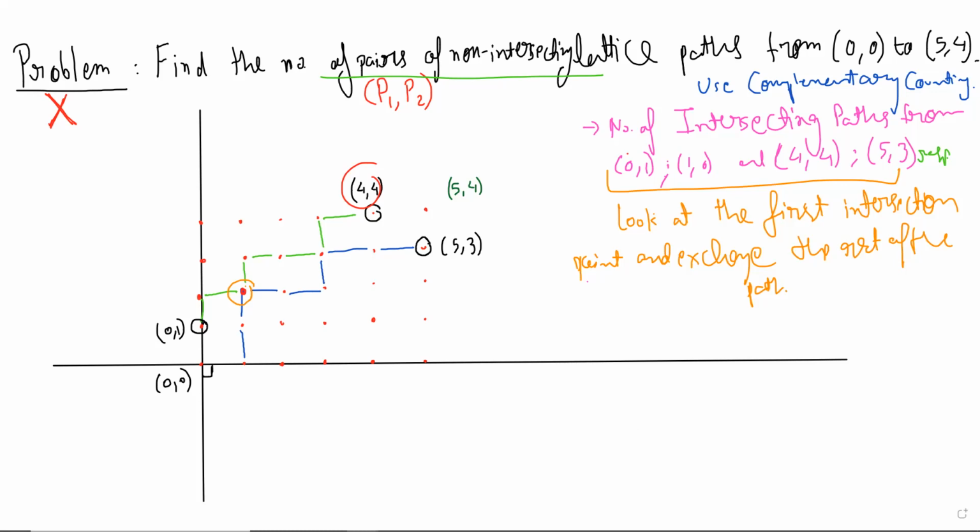Then what happens? The light blue part will come, and this will become green. So I've taken a pair of intersecting paths and converted them to another pair of intersecting paths. What have I done? Have I done anything? P1 was from 0,1 to 4,4. And we had from 1,0 to 4,4, so this was P2.